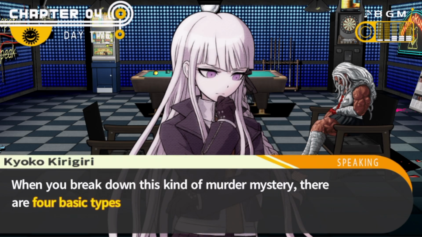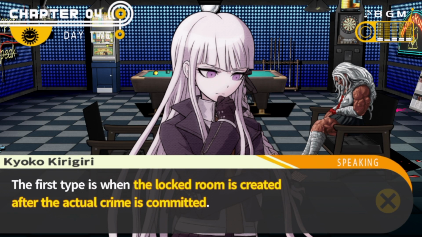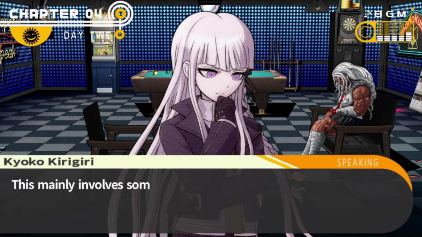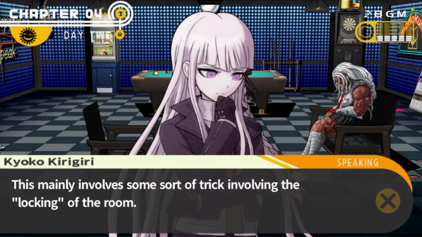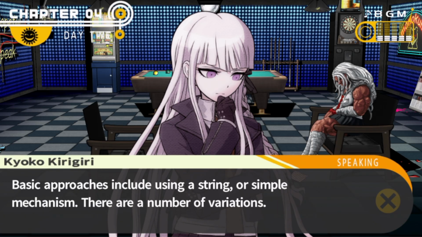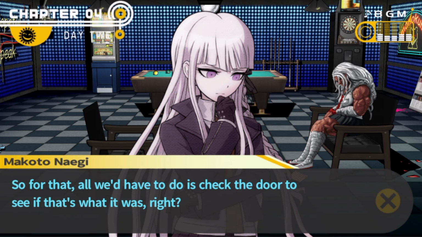That's fine. When you break down this kind of murder, there are 4 basic types. The first type is when the locked room is created after the actual crime is committed. This simply means that the killer commits his crime, then through some special method seals the room. This mainly involves some sort of trick involving the locking of the room. Basic approaches include using a string or simple mechanism. There are a number of variations. So for that, all we'd have to do is check the door to see if that's what it was, right?